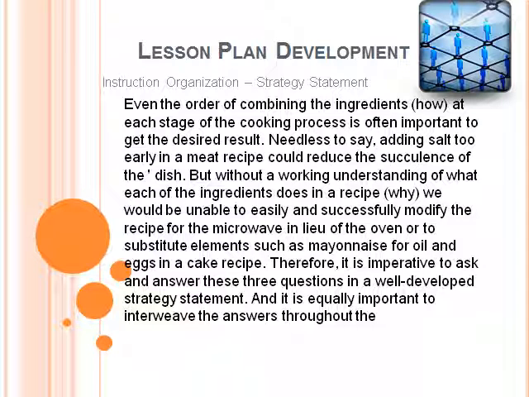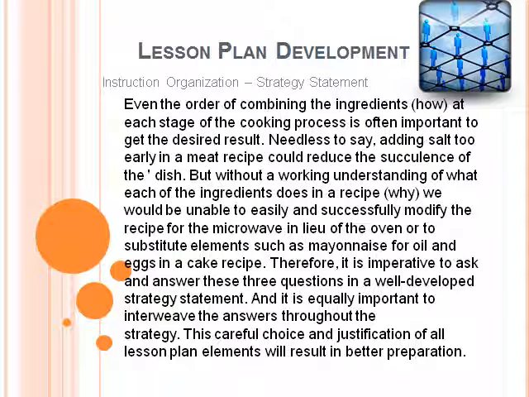Therefore, it is imperative to ask and answer these three questions in a well-developed strategy statement. And it's equally important to interweave the answers through the strategy. This careful choice and justification of all lesson plan elements will result in better preparation.